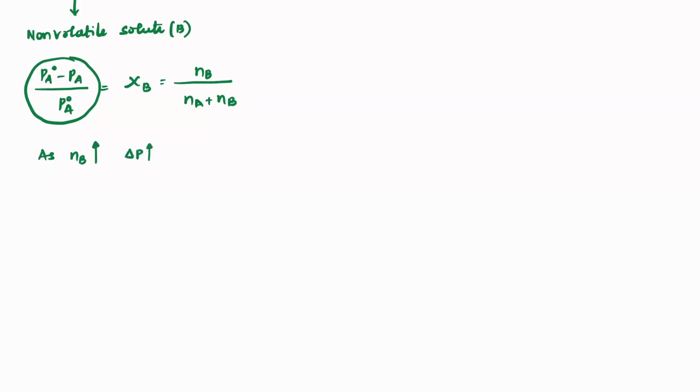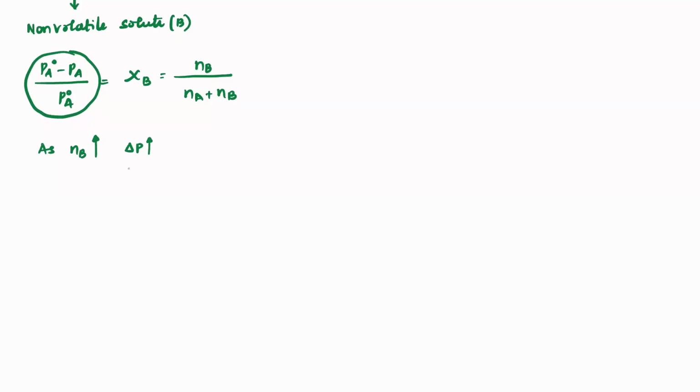Correct? So what happens in that case? See, because the vaporization is lesser here, correct? So you would notice vapor pressure of solution decreases, because this factor is of solution. So I'll just write down this as P of solution. So P of solution decreases.